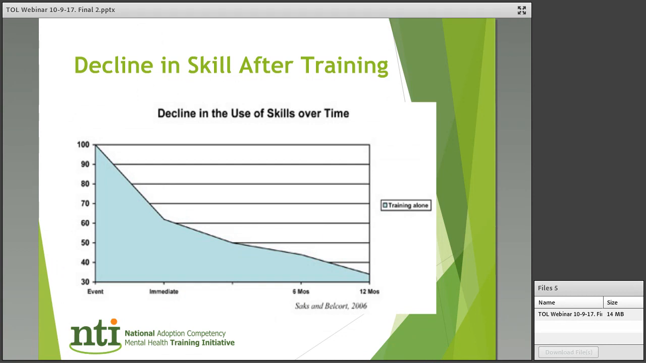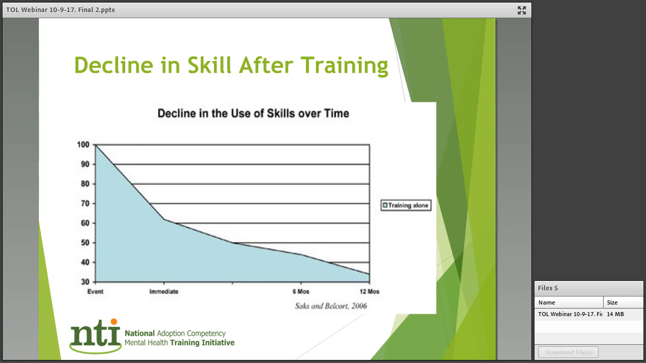So, decline in skill after training. Let's suppose that people were able to learn a new skill, and let's suppose that they were actually able to apply that skill. Well, kudos to all those people who are working hard, because that's the very first task that people have. But what happens after the event is the decline in use of skills over time. When you go 12 months out, look how little of the skill is retained. We can start out really great.